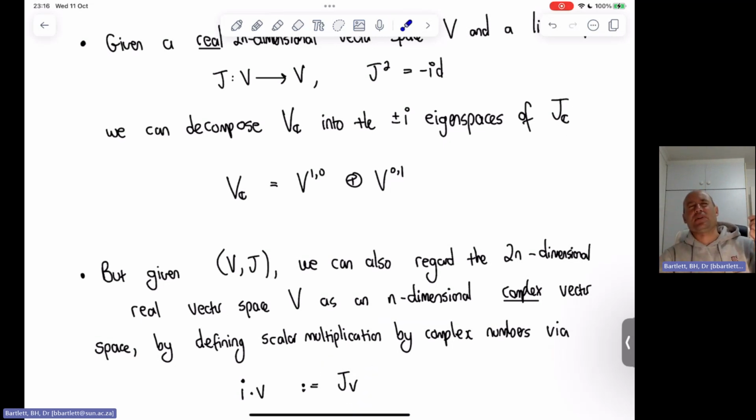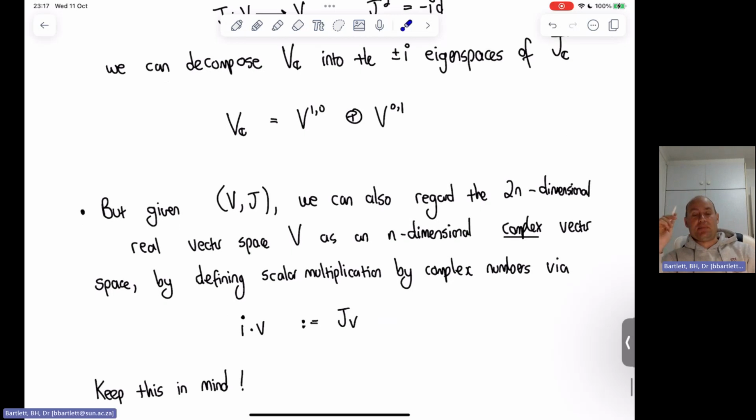You see, that makes sense because i squared is supposed to be -1 and J squared is minus the identity. So i squared will act as -1. Okay, so keep this in mind. That's so that you can always regard a real vector space with a complex structure as a complex vector space. Okay.